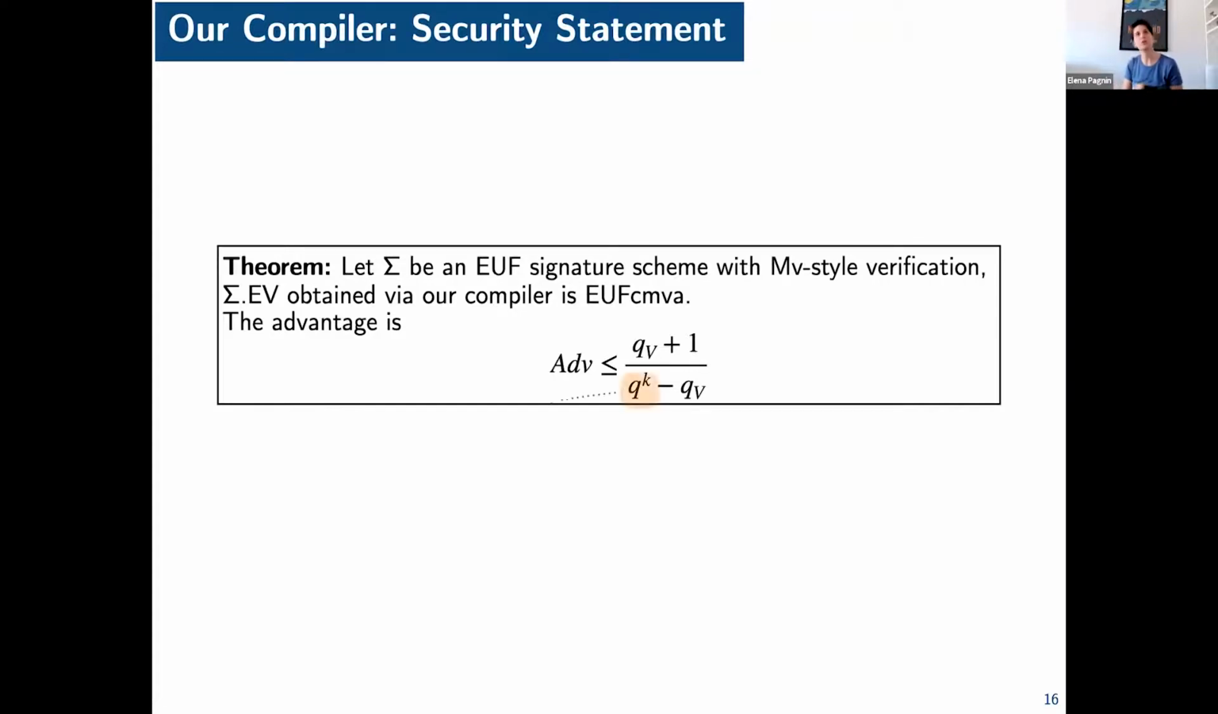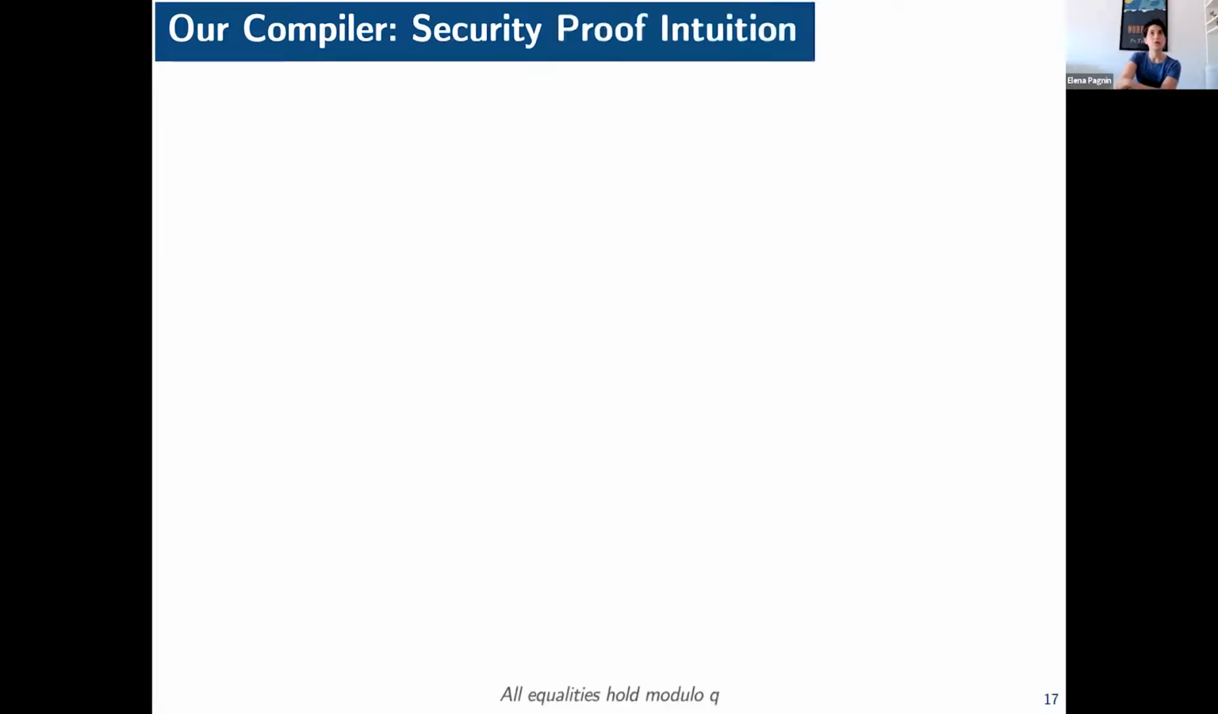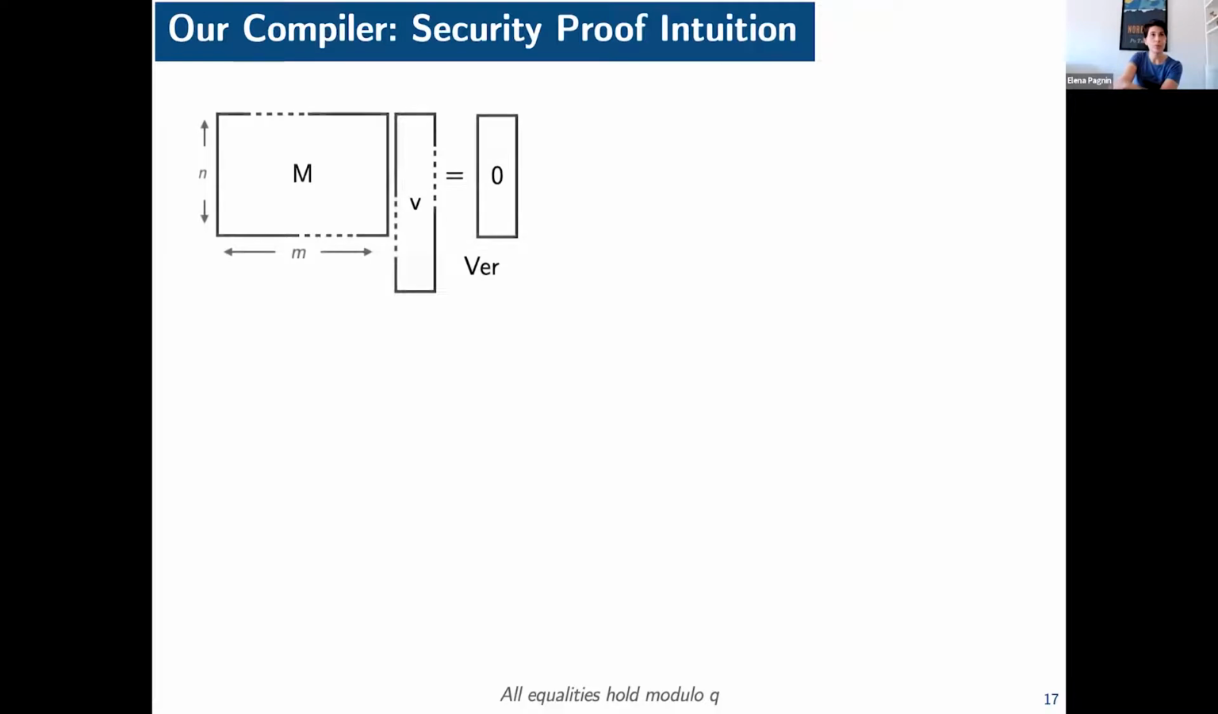To give you an intuition, this Q to the K, Q is the modulus of the algebraic structure we are working on, and K is this confidence level. So you will see that I will choose this K so that the advantage becomes 2 to the minus 128. And QV instead is the number of total verification queries that we are doing. And it's usually polynomial and way, way smaller than Q to the K. Good. So let's give an intuition of how the proof works.